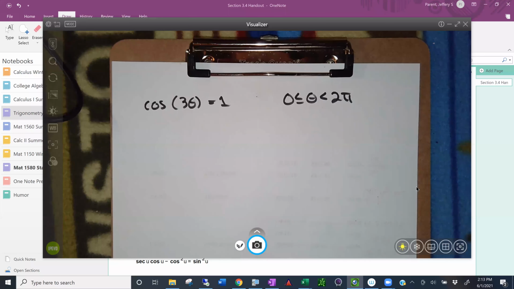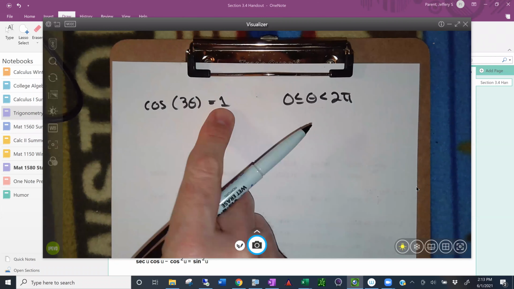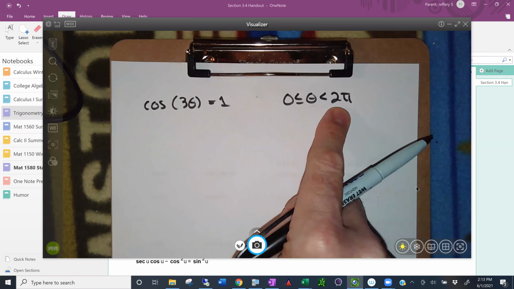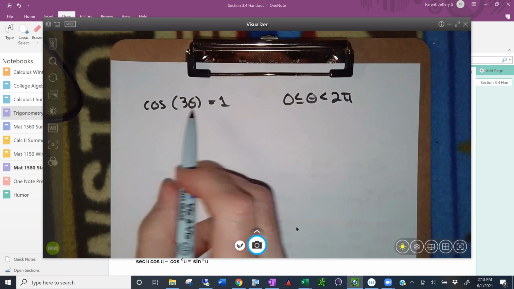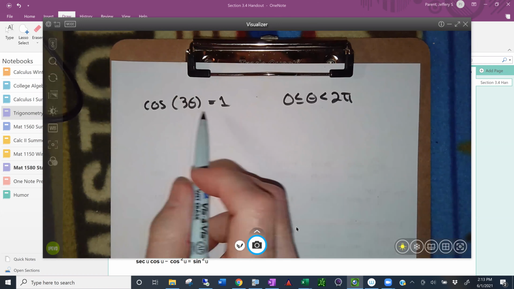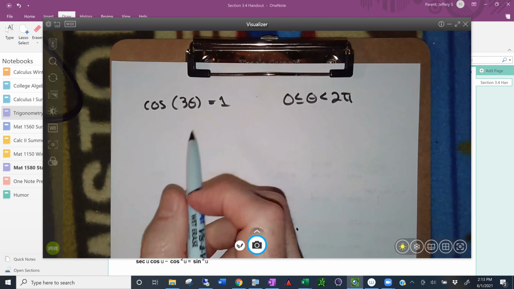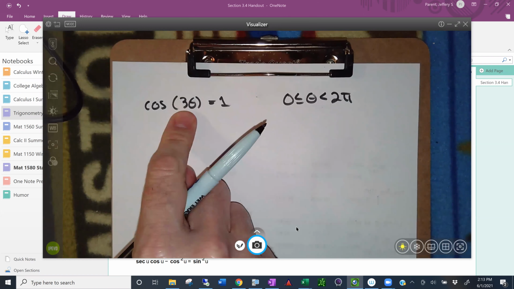So the question we have is to figure out where cosine of 3 theta equals 1 in the interval 0 to 2 pi. Now, there's kind of a brute force approach to stuff like this, just looking at the graph. But unless you're really good, it's not going to tell you where all the solutions are. So let's start out by trying to get the 3 theta by itself.